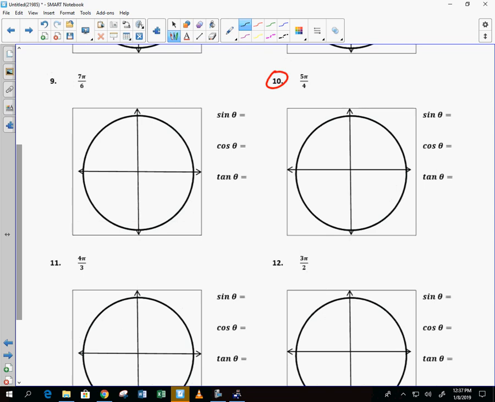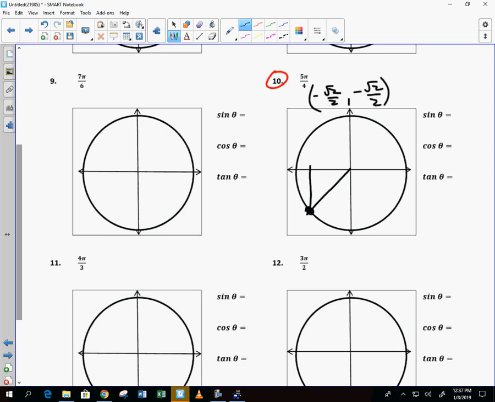How about number 10, 5 pi over 4? How many degrees is that? Yeah, it's something with the 45s. 225 puts us in the 3rd quadrant. So what's the terminal point there? We know it's 45, 45, and the radius is 1, so it's root of 2 over 2, right? So a terminal point is negative root of 2 over 2, negative root of 2 over 2.